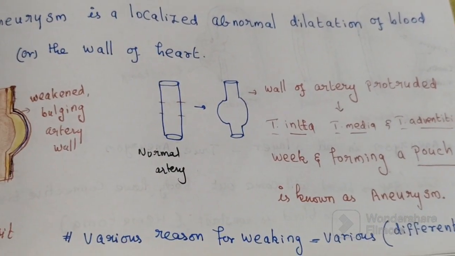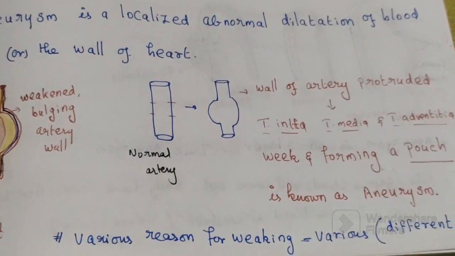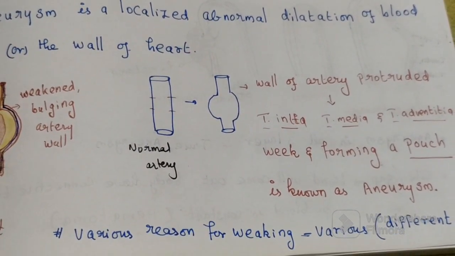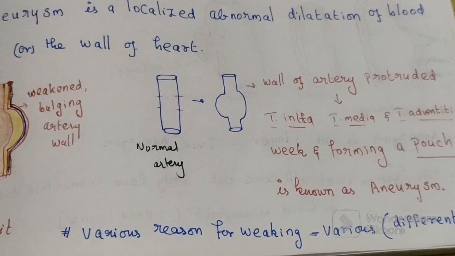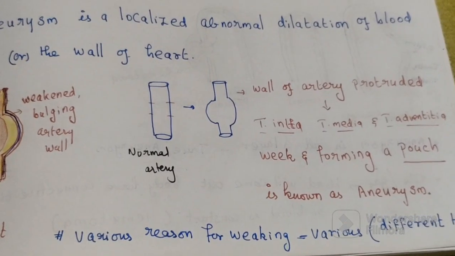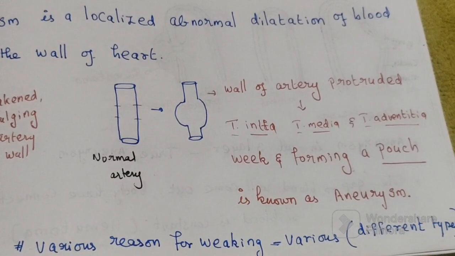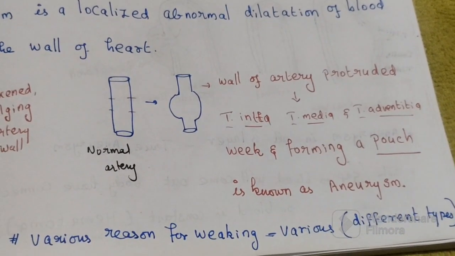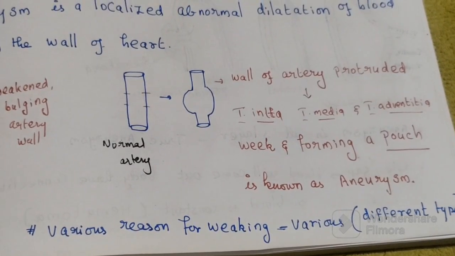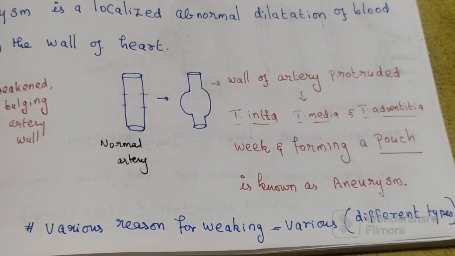Suppose this one is the normal artery and that wall of the artery, this portion, is weak due to various reasons. So this portion will protrude out like this. The focal dilation of that portion of the artery because of that weakening of the wall is known as aneurysm. The reasons for weakening can be various, which can lead to different types of aneurysm.